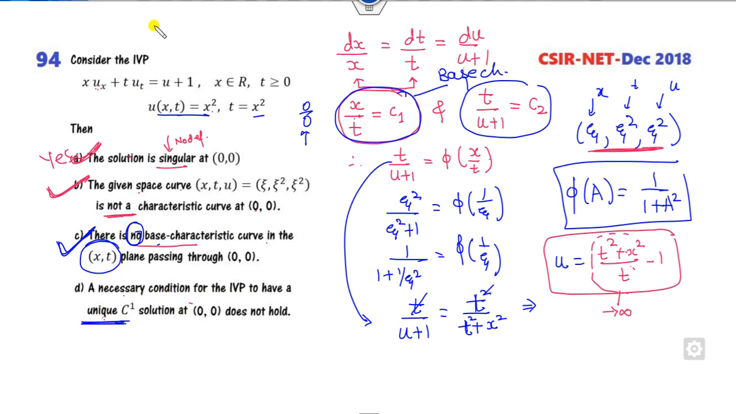How can you check the uniqueness? Again, x over x dash, that's t over t dash, and u plus 1 over u dash. Now at the point 0, 0, you can see what is x dash? X is my xi, the derivative is 1. Xi square over here. So clearly this cancels out. This is xi by 2. At the point 0, 0, both are the same, but it does not hold at 0, 0. So it means this option is also satisfied. So all are my correct options of this problem.